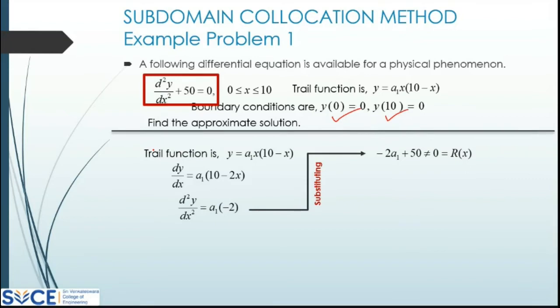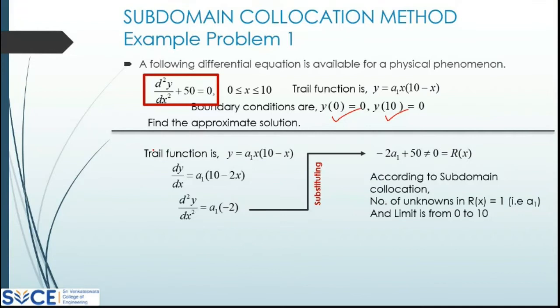Whether it's point collocation or subdomain collocation, or even in least square and other methods also, up to this is same. Right? R of x. We identify up to r of x. The next step is different. So how many unknowns are here? You have one unknown. So since you have only one unknown, I am going to integrate this with one limit, which is from 0 to 10. I'm not going to split my integration. If you have two unknowns, what I have to do?